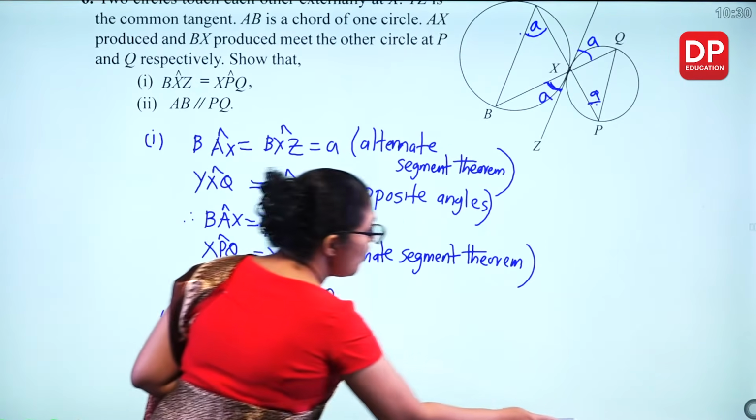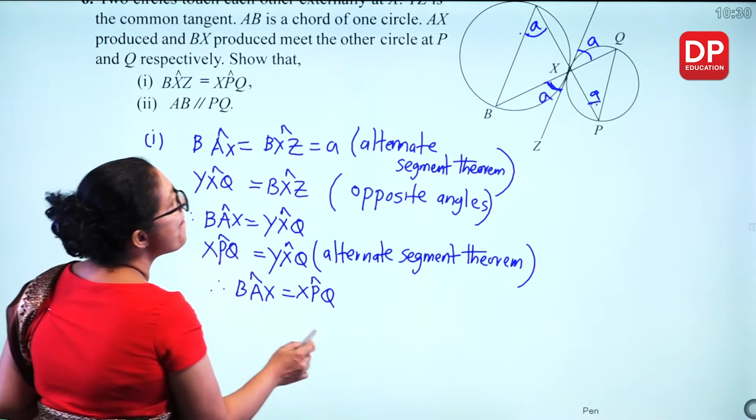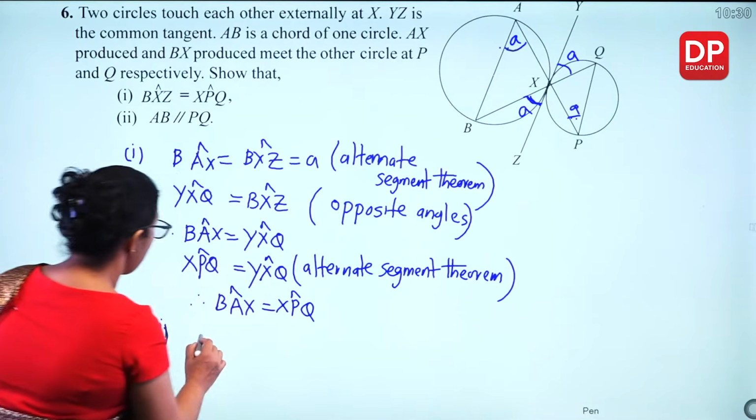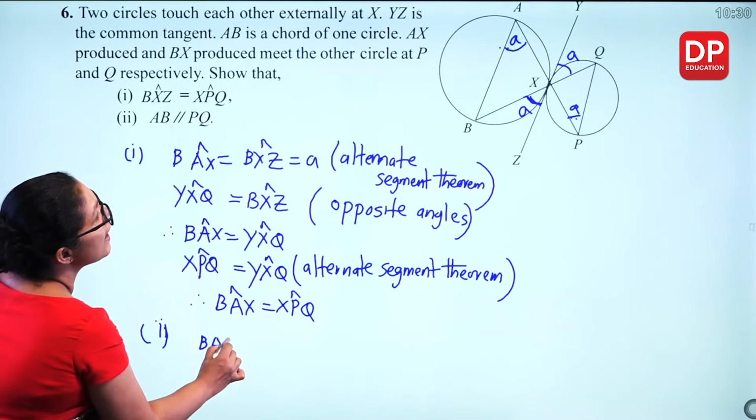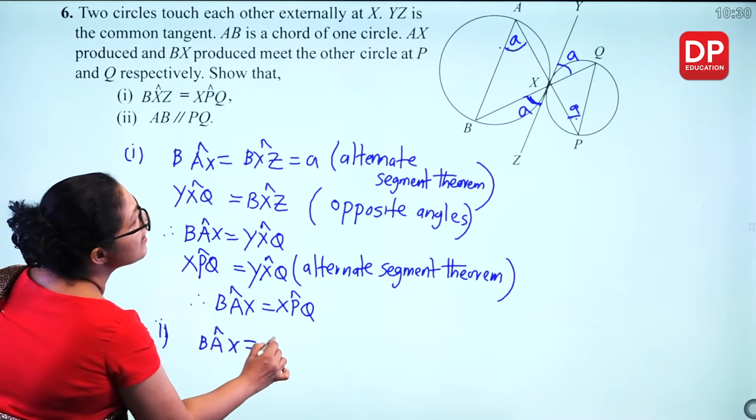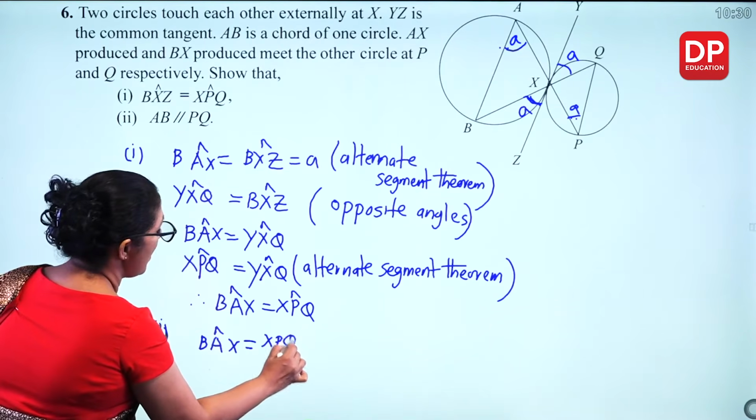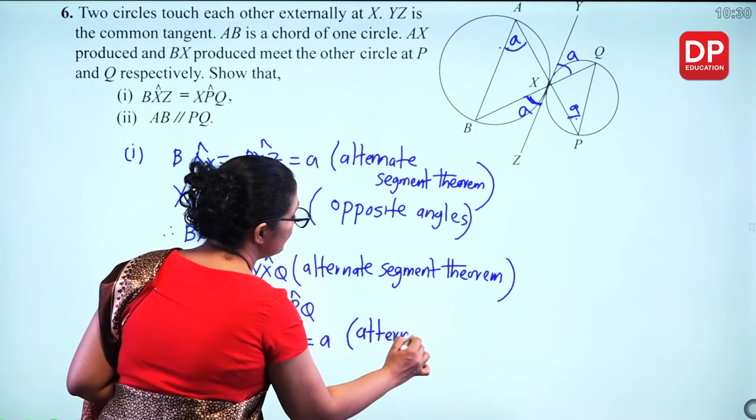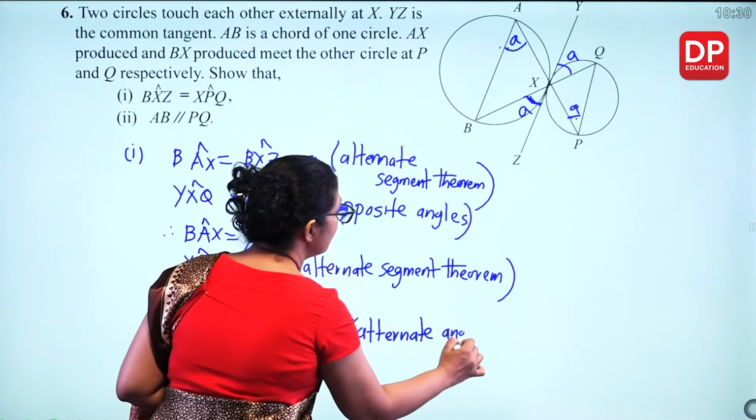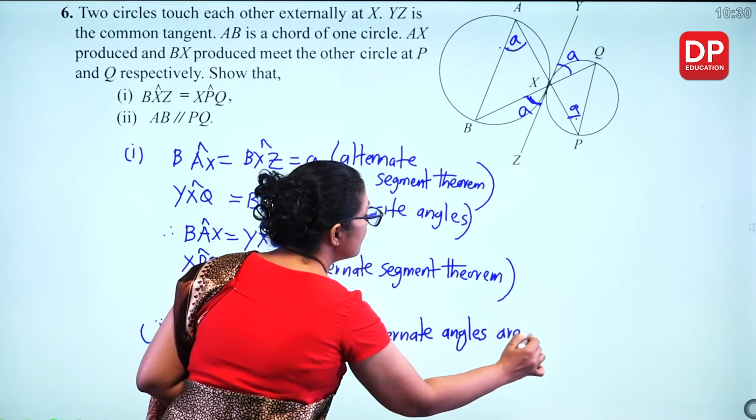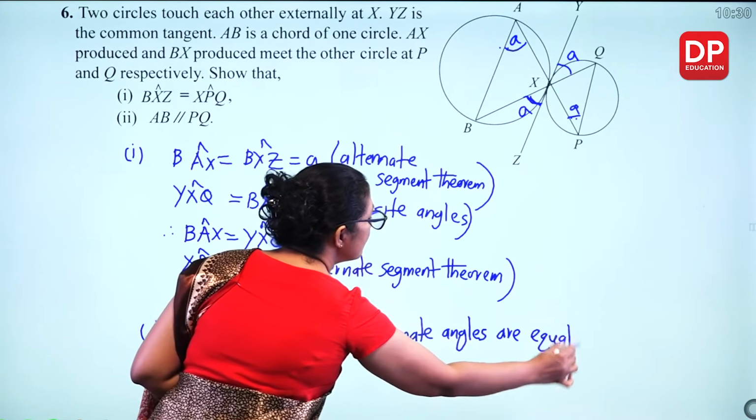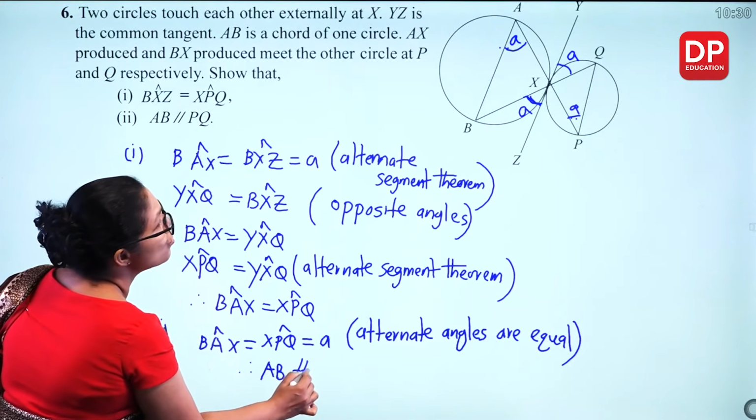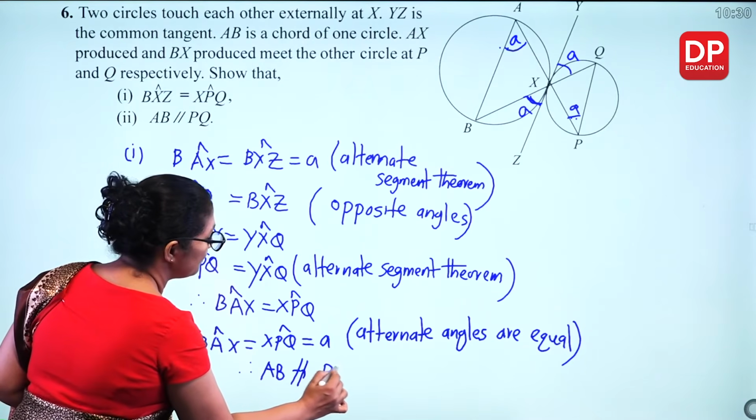So we can write down angle BAX is the same as angle XPQ. That's A. Alternate angles are equal. Therefore, AB is parallel to line PQ.